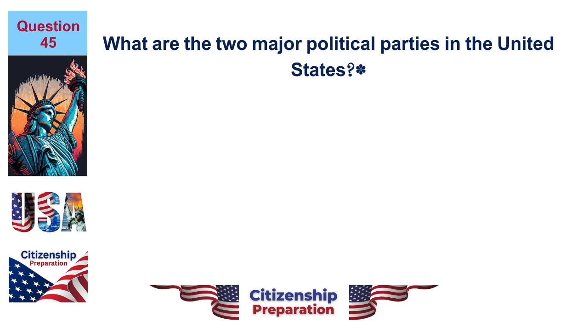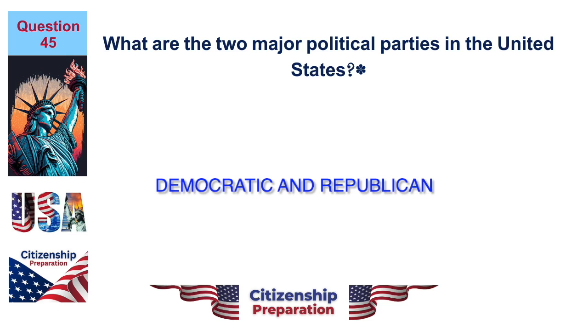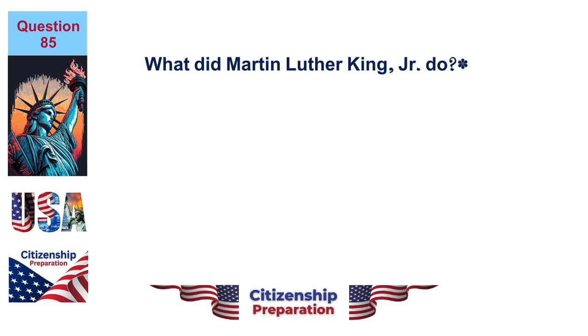What are the two major political parties in the United States? Democratic and Republican. What did Martin Luther King Jr. do? Fought for civil rights.